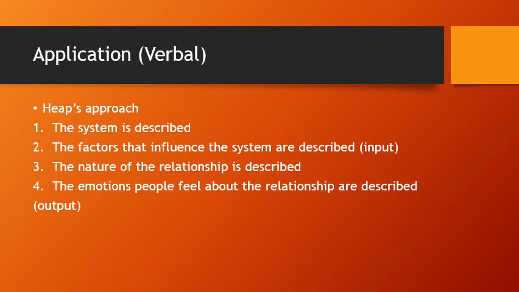An example of the system in action could be, for number 1, the supervisor could be the system that's being described. Number 2, for the factors, the supervisor's interactions with employees. Number 3, the nature of the relationship that is described could be the nature of the interactions, whether hostile or supportive towards the employees. And also for number 4, the emotions people feel about the relationship are described as well, which is the output. This could be anything from how the employees feel, such as happiness or being upset with the supervisor.